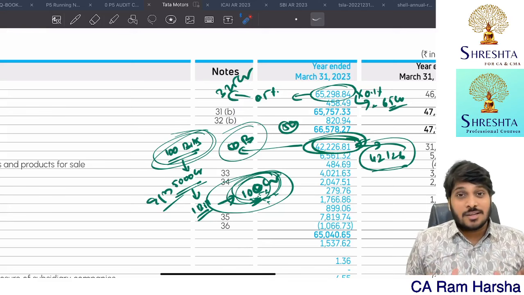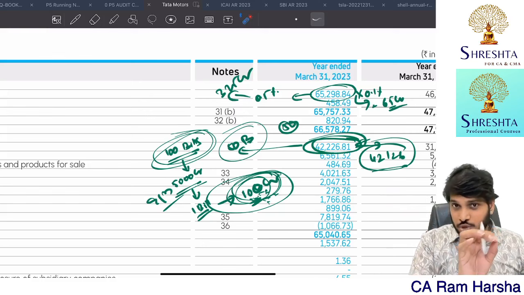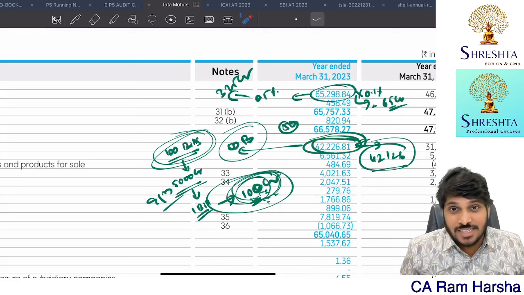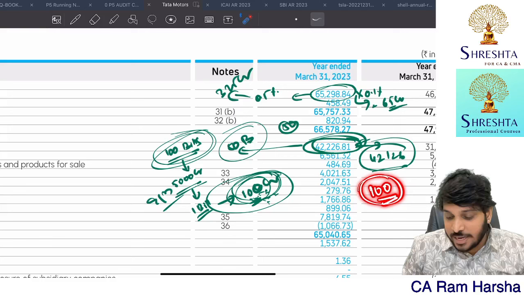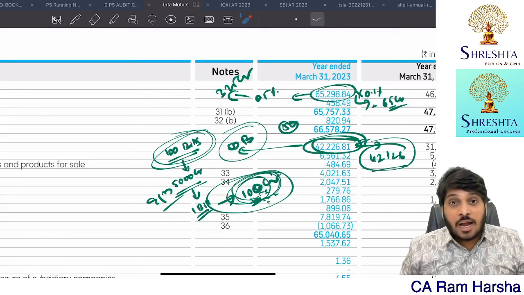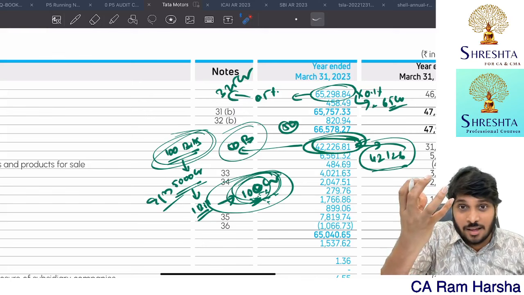Dear shareholders, based on my audit, based on my verification, the profit and loss account is true and fair, except the purchases, 42,000 crore 226, right? It is not 42,226, it is 42,126. P&L expenditure is overstated by 100 crore. Profit is understated by 100 crore. The company position is understated by 100 crore because of the expenditure overstated. Can I report like this?